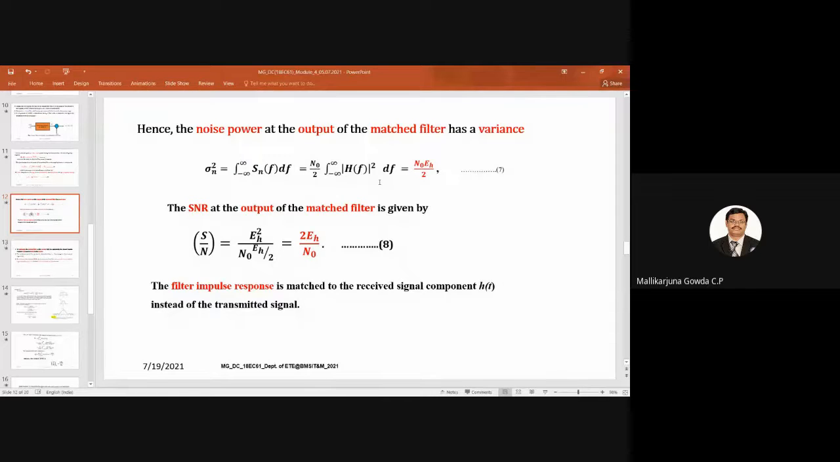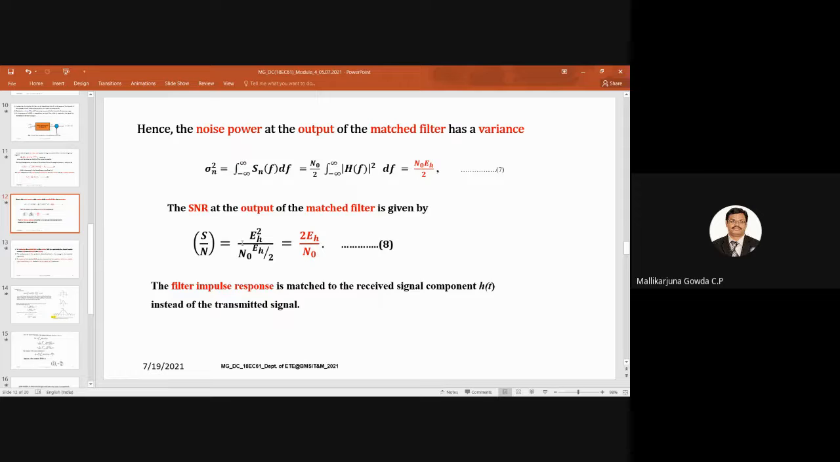Then I can calculate the SNR at the output of the matched filter. SNR means signal to noise ratio. I know the signal power, and I found the noise power, right? So I can find the SNR at the output of the matched filter. So S by N, you can write that with suffix o. This is the signal to noise ratio at the output of the matched filter.